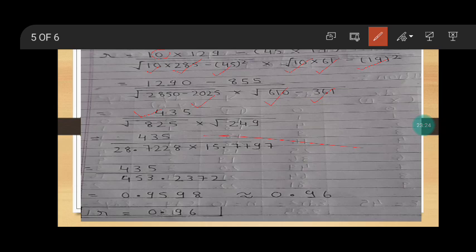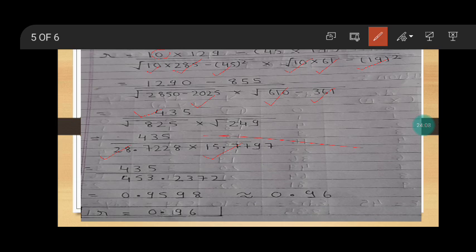So when you solve this under root 825, you would get 28.7228. Okay, so we are going to take the decimal up to 4 digits, so that we can have a more accurate answer. Even if you take the value after decimal up to 2 digits only, your answer would still be accurate. But for the sake of maintaining more accuracy, we are considering 4 digits after decimal. So value of under root 825 would be equals to 28.7228 into under root 249. So value of under root 249 would be equals to 15.7797. Okay, so here we have solved the under roots.